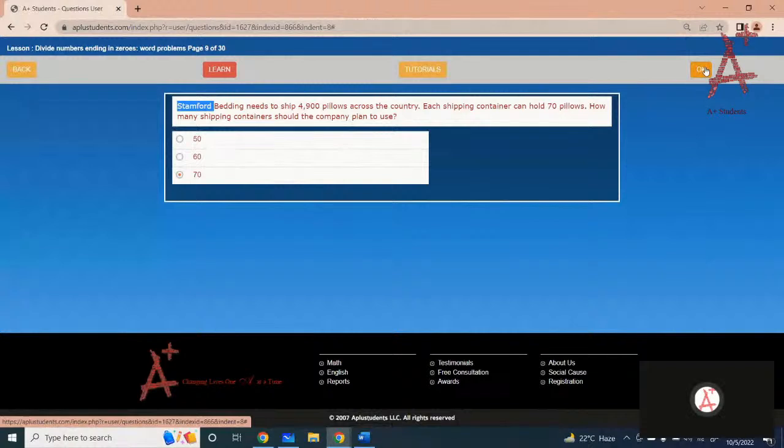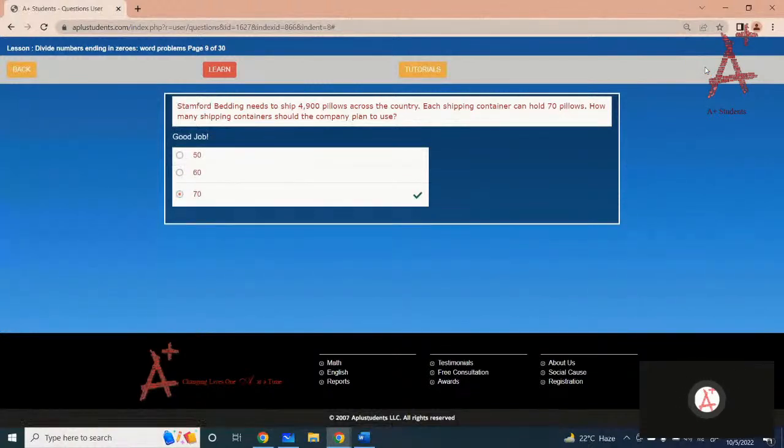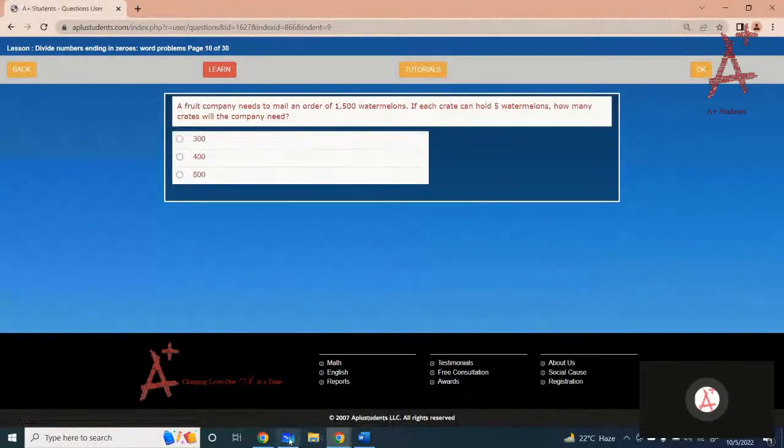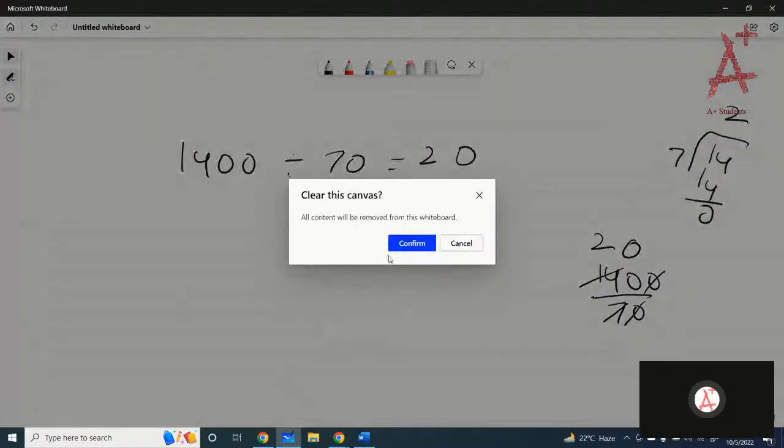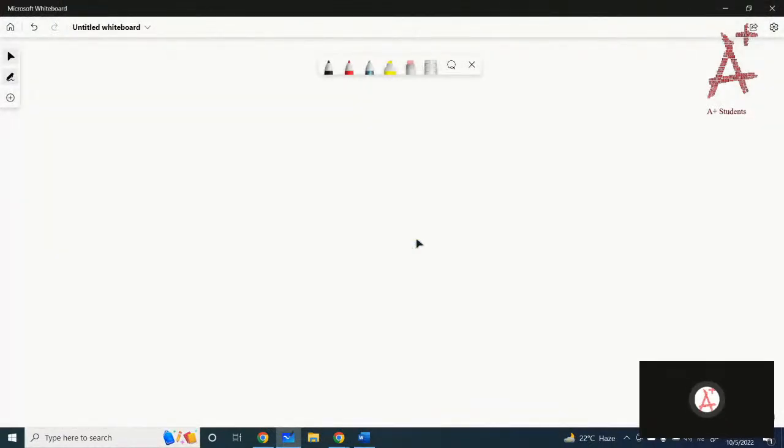Got it? So you can complete the test later today. I'm just moving on to the next topic. If you need more help with this topic, you can contact any tutor on Skype. They are available from Monday to Friday, 5 to 9. Got it? So the next topic is estimate quotients.